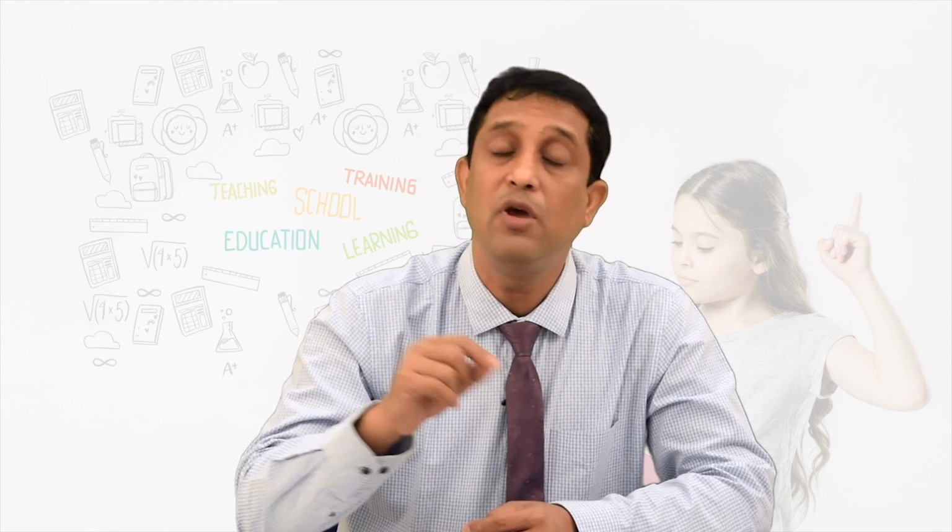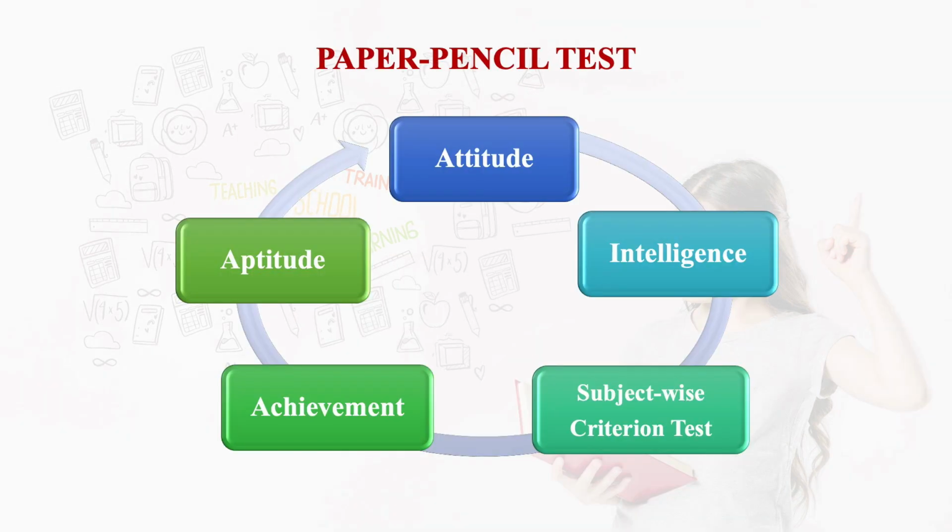You can administer many tools upon the same student, and you can administer a single tool upon two students so far as better comparison is concerned. Then further, so far as paper pencil test is concerned, we can say that these are certain tests that can be done using paper and pencil: attitude, intelligence, subject wise criterion test, then achievement and aptitude. So now try to understand the specific use of paper pencil test and oral test.